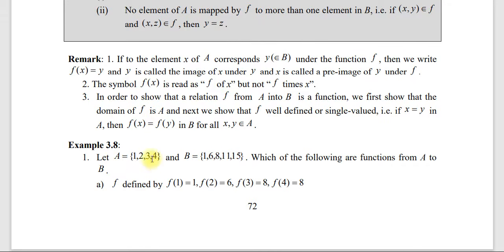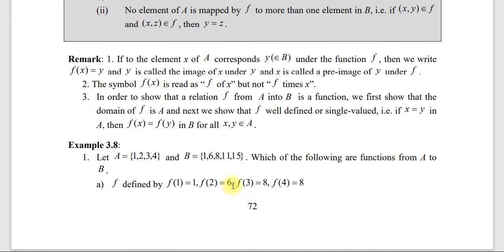Example number 1: let A be the set containing 1, 2, 3, 4 and set B contain 1, 6, 8, 11, 15. Which one of the following is a function from A to B? When we map from A to B, the domain is taken from A and the range is taken from B. So which one can represent a correct function?